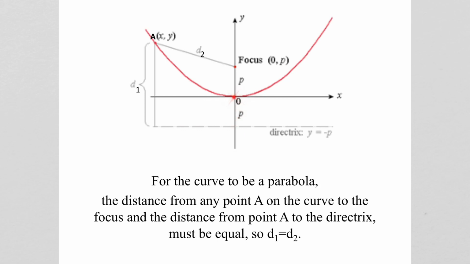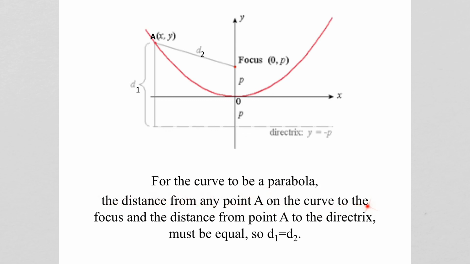which tells us something important, that the focus is always the same distance away as the directrix line, but in opposite directions. And so if you start at the vertex and let's say you travel P units up to get to the focus, then you would travel P units down from the vertex to get to the directrix. And therefore that makes the vertex really the midpoint between the focus point and the point directly below on the directrix line.